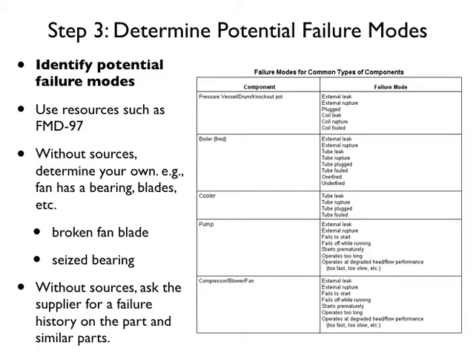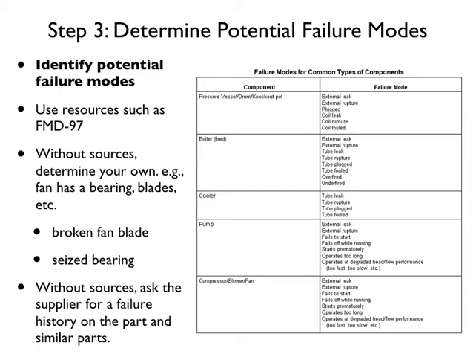As I mentioned just a second ago, FMD 97 is a good potential source for determining this. On the right-hand side is a snippet. This isn't out of FMD 97, but it's very similar in that it lists essentially the component on the left side and the failure mode on the right side.